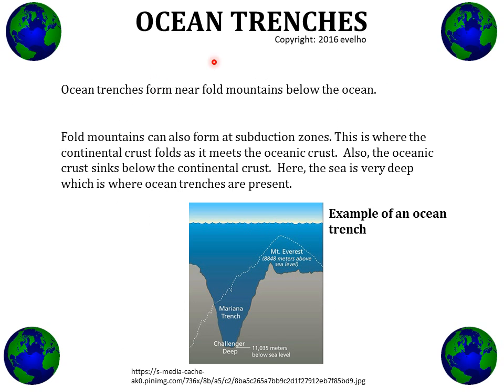So, ocean trenches. They are formed near fold mountains below the ocean. Fold mountains can also form at subduction zones. This is where the continental crust folds as it meets the oceanic crust, and the oceanic crust sinks beneath the continental crust, as I said. Here, the sea is very deep, which is where ocean trenches are present. And I've got a diagram here to show you that.